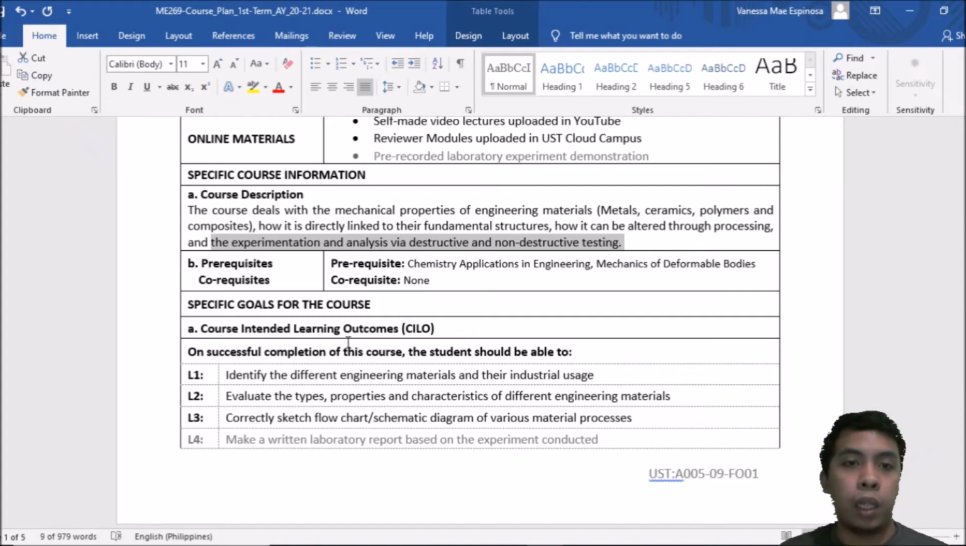For the prerequisite of our course, of course, it is Chemistry Applications in Engineering and Mechanics of Deformable Bodies. For the co-requisite, we have no co-requisite.